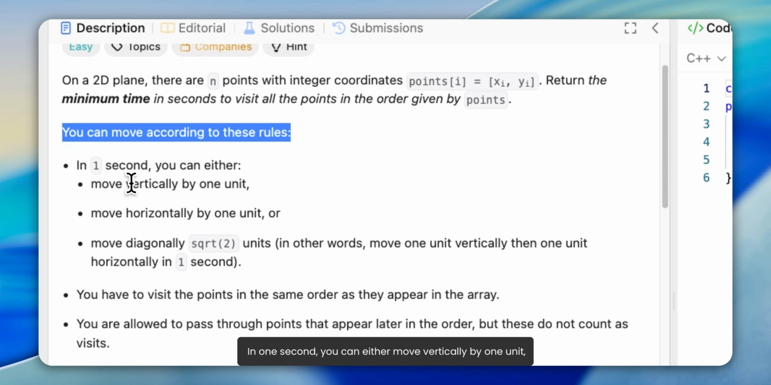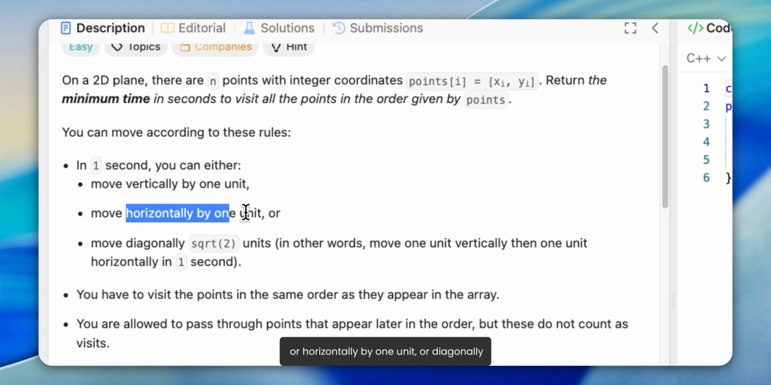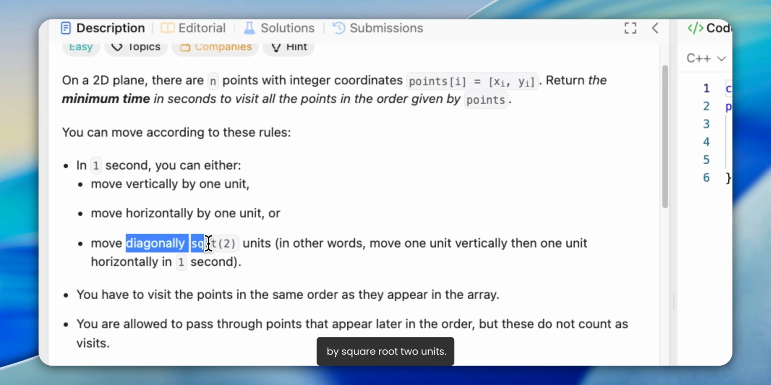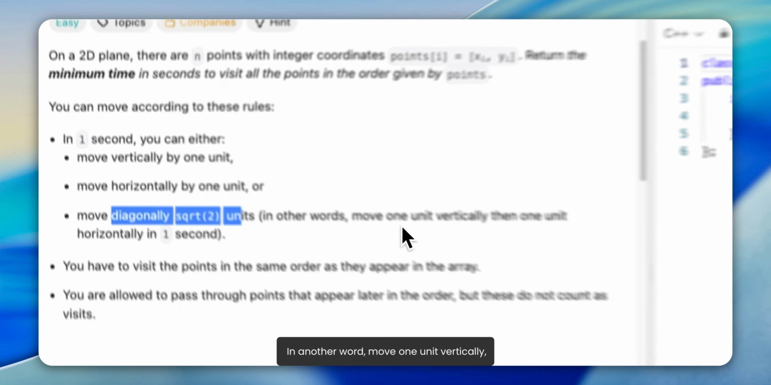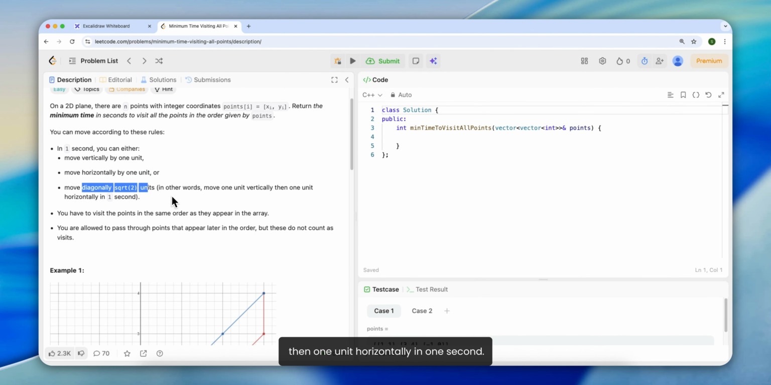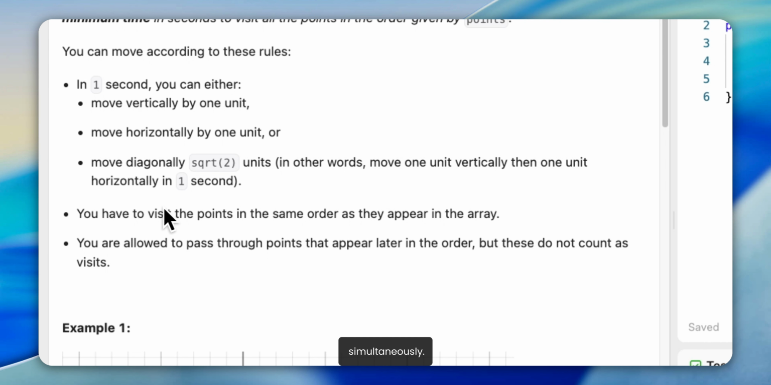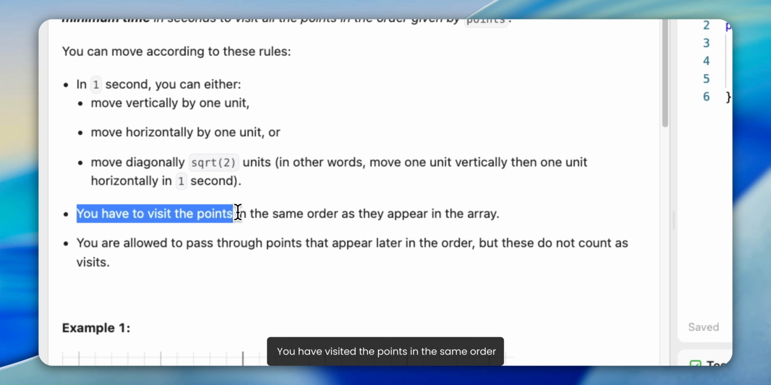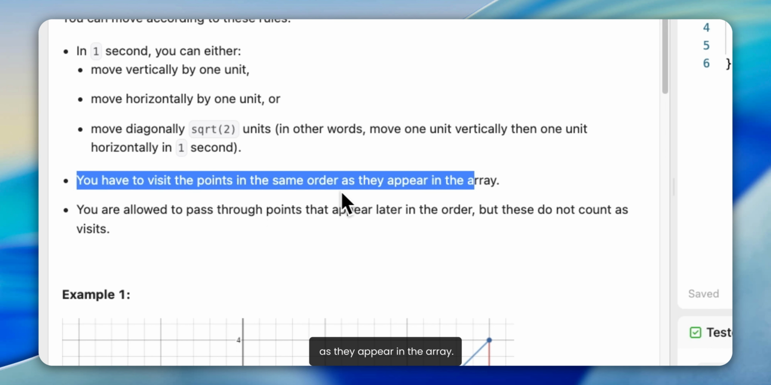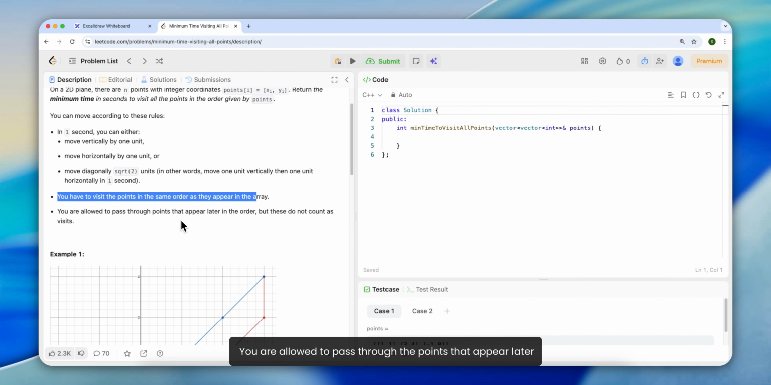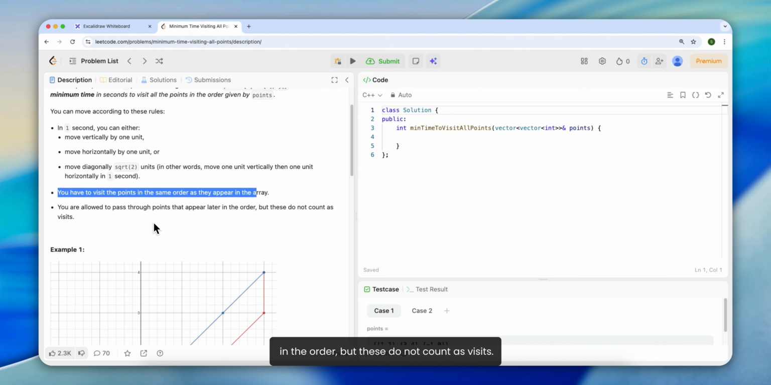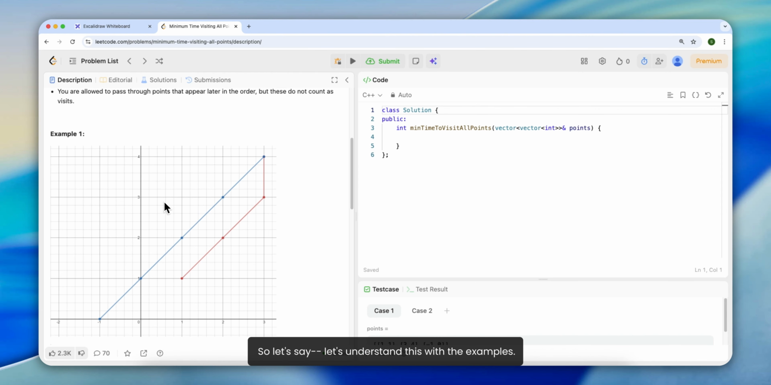In 1 second, you can either move vertically by 1 unit, or horizontally by 1 unit, or diagonally by square root 2 units. In other words, move 1 unit vertically and 1 unit horizontally in 1 second, because the diagonal step covers both directions simultaneously. You have to visit the points in the same order as they appear in the array. You are allowed to pass through points that appear later in the order, but these do not count as visits. So let's understand this with the examples.